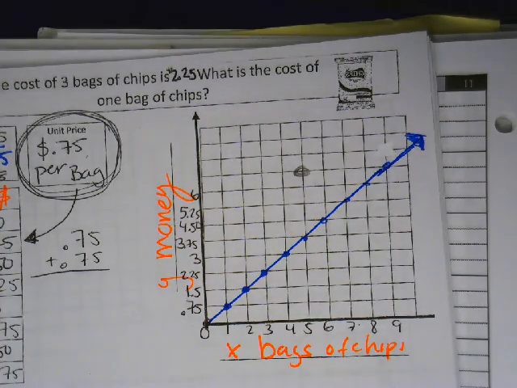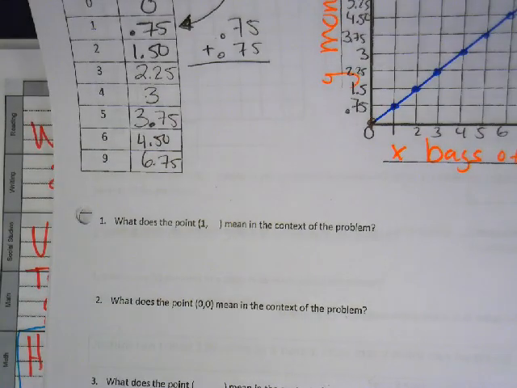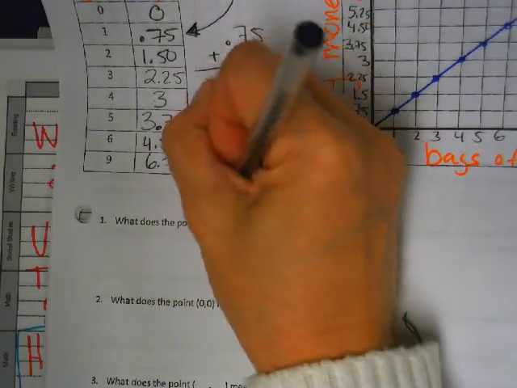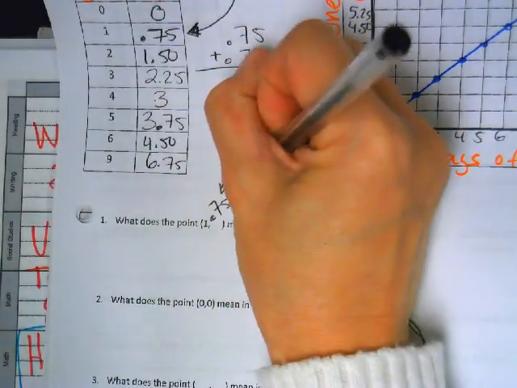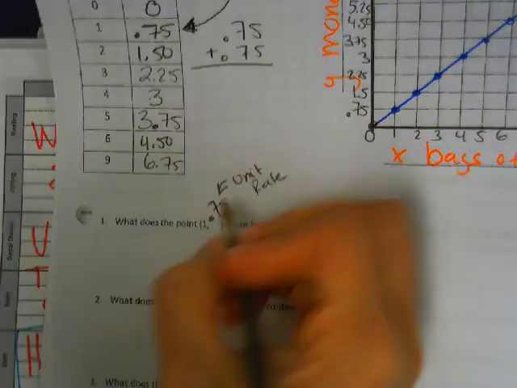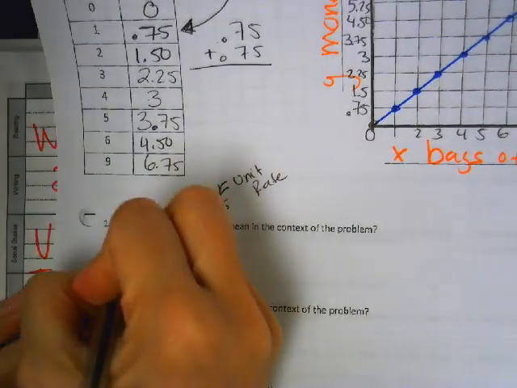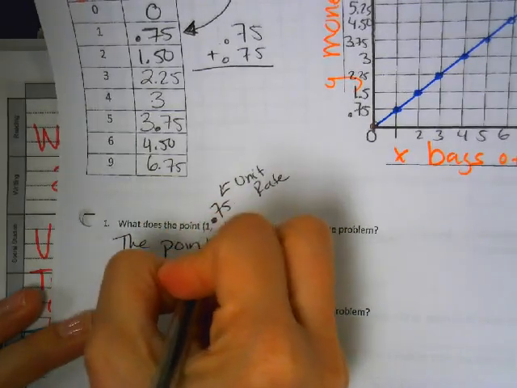All right, let's answer the most difficult questions of your life. What goes in the blank for the point 1 comma blank? 0.75. Basically, right there is your unit rate. Whatever your unit rate is goes next to the 1. So what does the 0.75 mean in the context of the problem? Yeah, I love that.